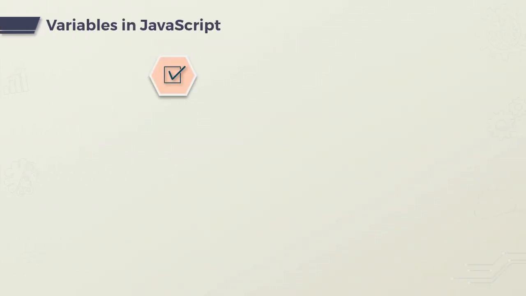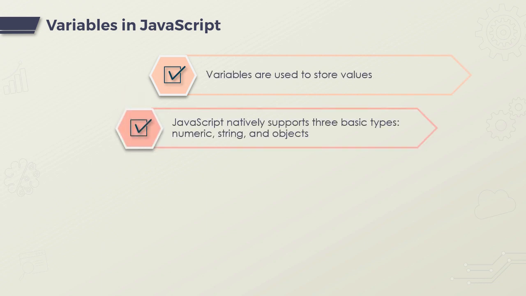Let's talk a little bit more about variables. So variables in JavaScript work like variables in any other programming language. Variables are used to store values. That's it. Also, JavaScript natively supports 3 basic types. Now, you may think that because it supports 3 basic types, it's not a full-fledged programming language. But there are variations on these.